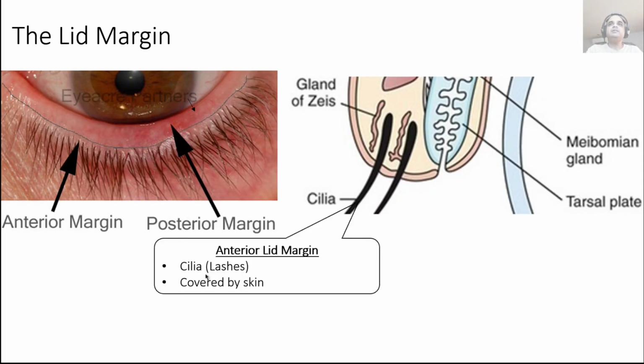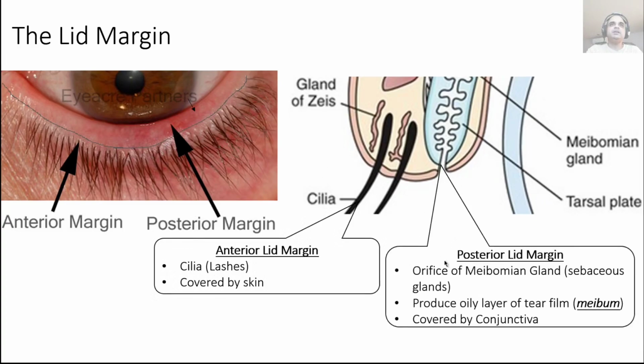So anterior lid margin, you have your lashes covered by skin. Posterior lid margin, you have openings of your meibomian glands. Meibomian glands are sort of modified sebaceous glands. They produce the oily part of the tear film, which is called meibum. And this part of the lid margin is covered by conjunctiva.